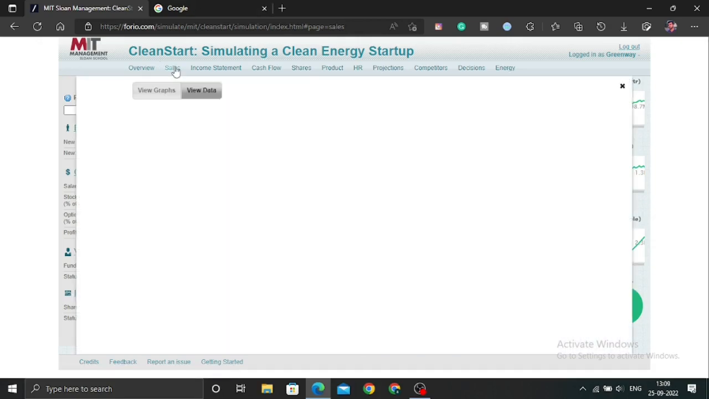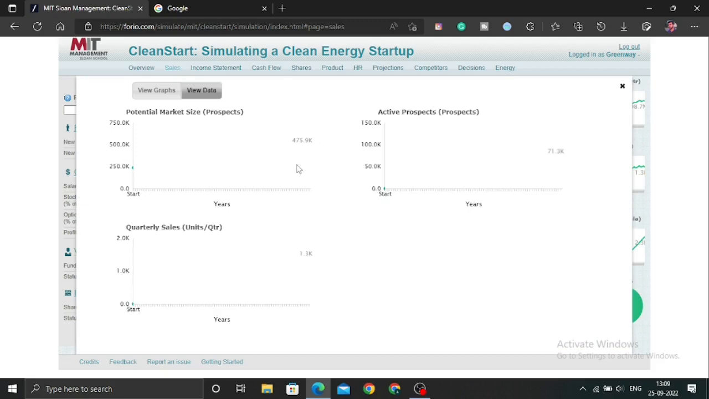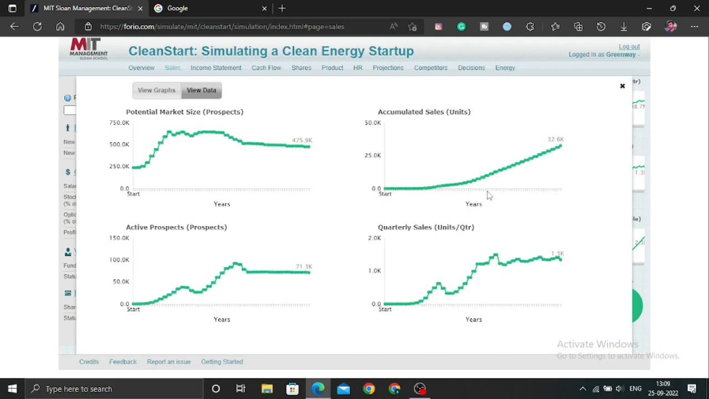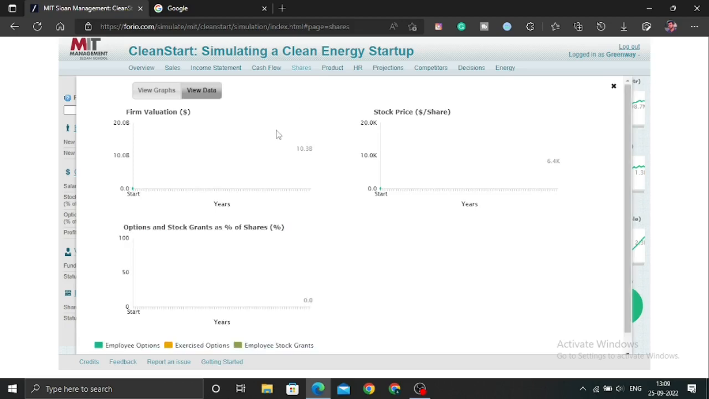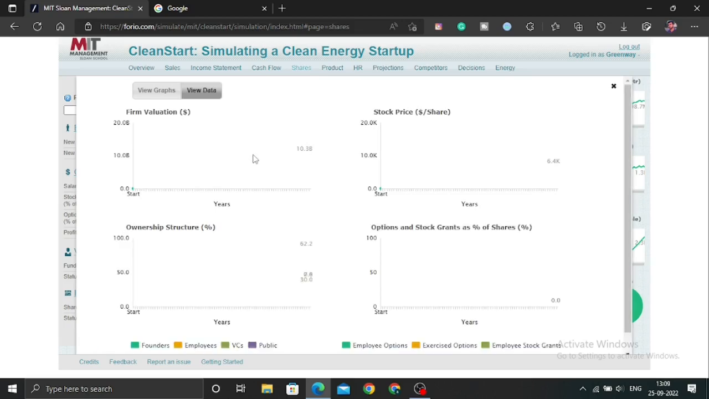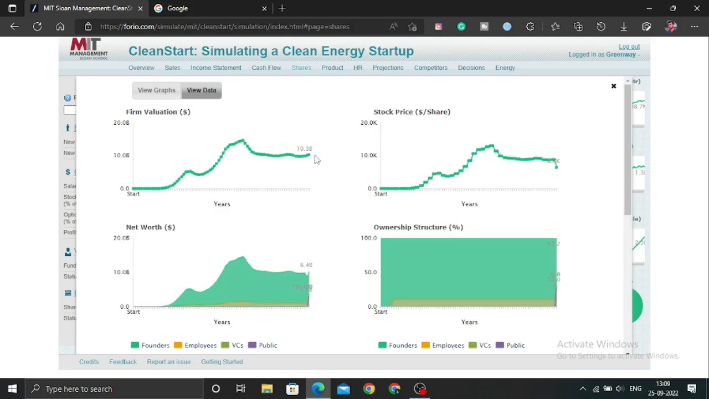So let's look at the sales page and see what our sales have become. You can see that within a year our cumulative sales have grown very aggressively, and our quarterly sales units have also grown very well. The next is our cash flow and income statement. So let's go to the share. So here is our firm valuation. You can see that our firm valuation is 10.3 billion dollars.